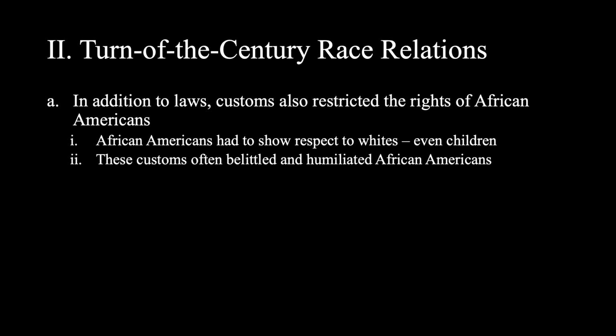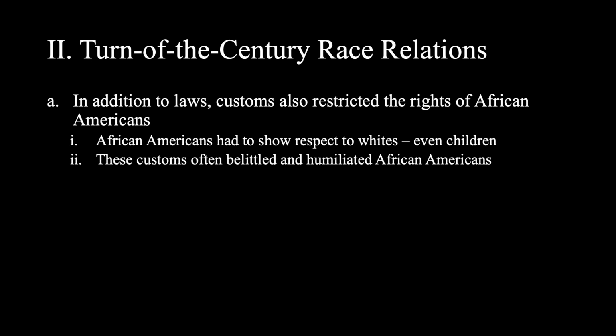Customs often would belittle and humiliate African Americans. And there were a number of different things that you had to do. And some of these, like I said, were actually written in law, the Jim Crow laws, and others were just the way you had to make sure you behaved. There was no real slack given in regards to all of this.